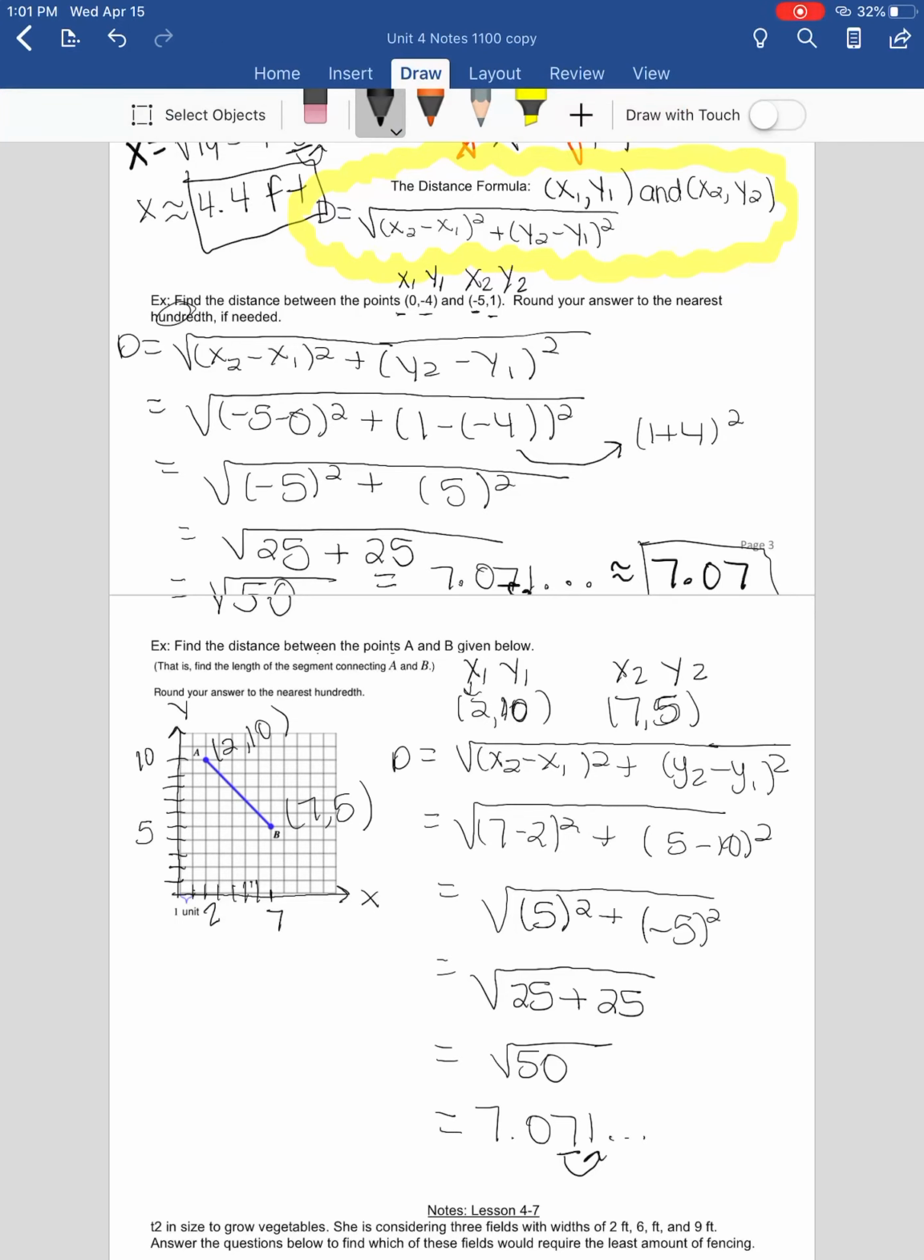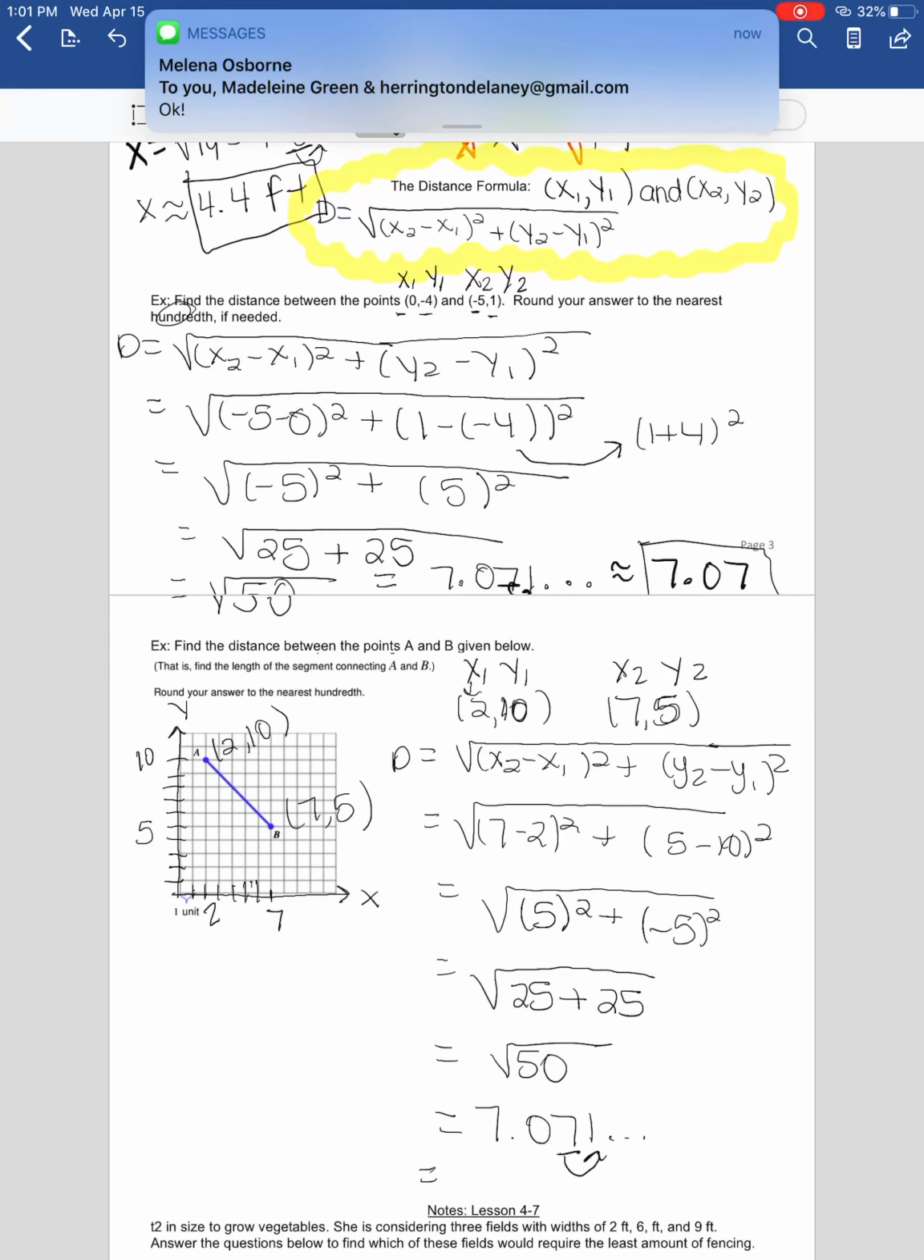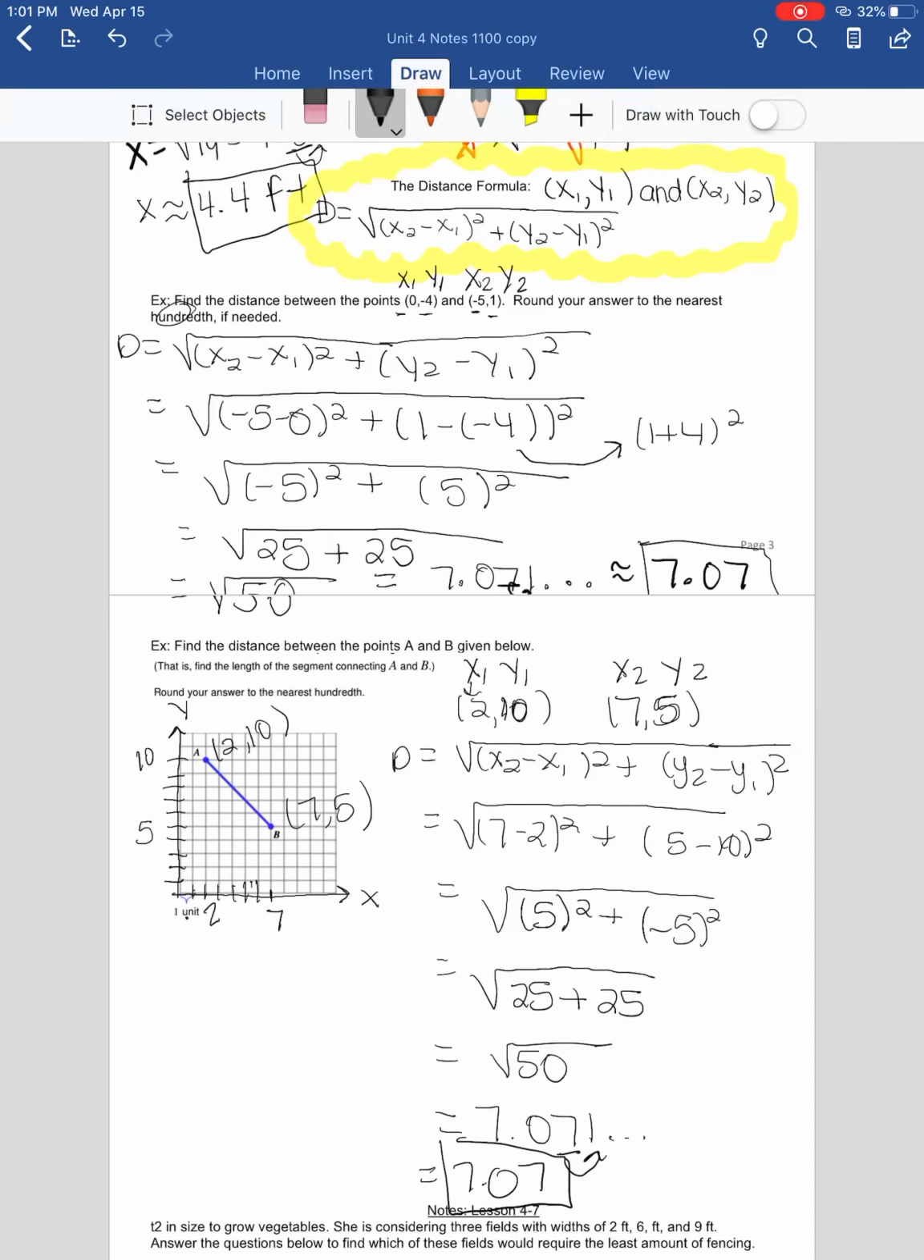Sorry. Which would round to 7.07. And that's our final answer. Oh, by the way, it says units. So usually put 7.07 units. And that is 4.2 notes.